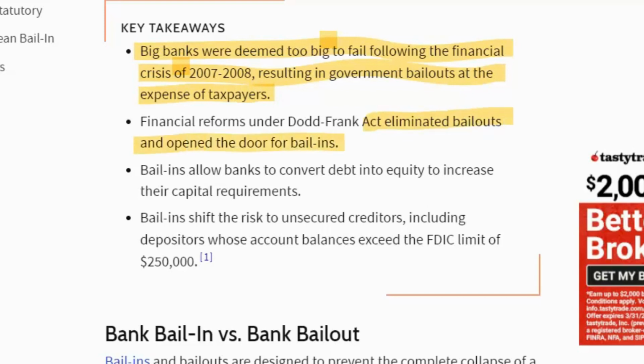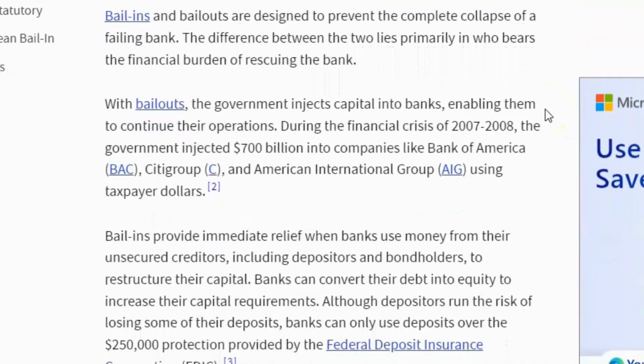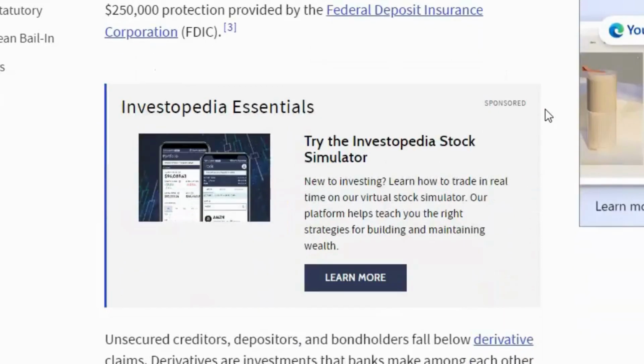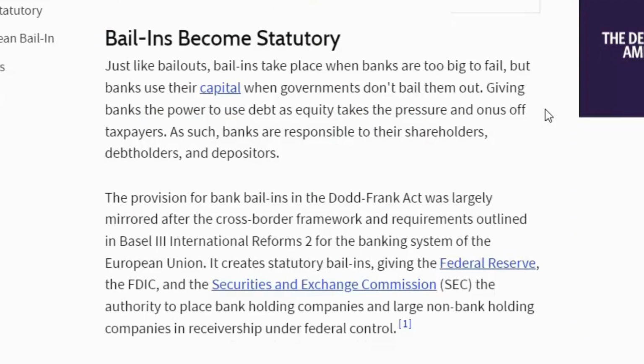And again, bail-ins is where the money on deposit at the bank is used to save the bank, and it will not be returned to depositors. Now, we do have the $250,000 limit. I don't want you to forget about that, but it is important to know that bail-ins are definitely a possibility. Bail-ins and bailouts are designed to provide a protection against a complete collapse of the financial system. Bail-ins are law, it's allowed, and they may use their capital when governments can't bail them out.